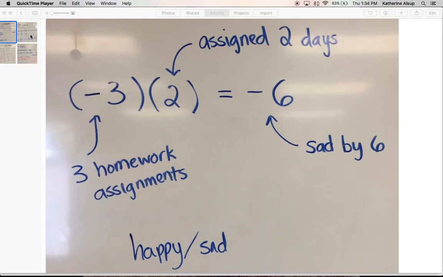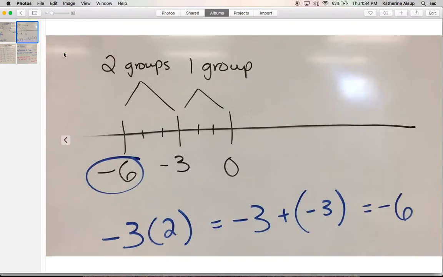Another example that we looked at was what it looked like on the number line. If I have -3, I am going to start off here. And if I double that, I need to add another group of -3. So I'm going to keep on moving left 3 more, and I'm going to land on -6. So -3 times 2 can be thought of as -3 plus -3. So I have a sum of -6.